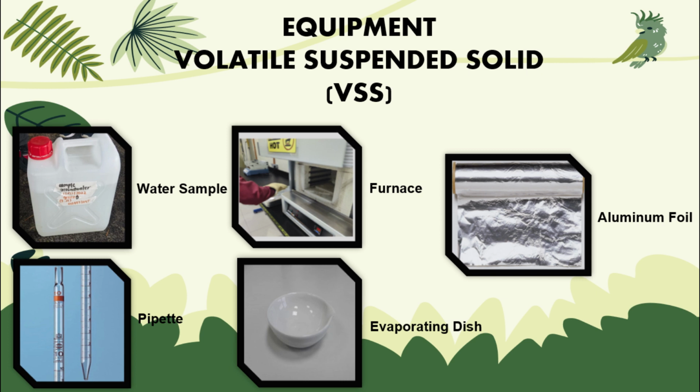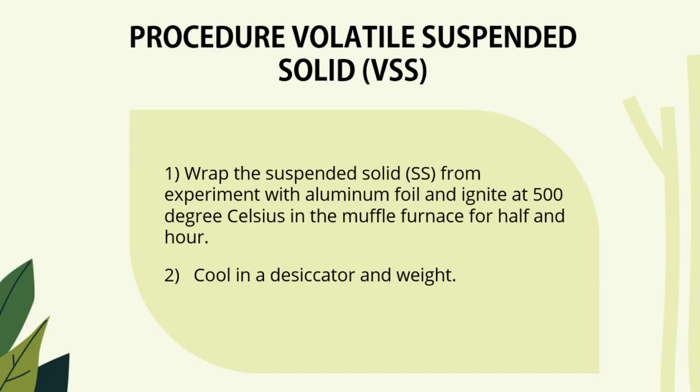Let's see the volatile suspended solid VSS procedure. For the first step, wrap the suspended solid from the experiment in part 5.2 with aluminum foil and ignite it at 550 degrees Celsius in the muffle furnace for half an hour. Second one, cool in desiccator and weigh it. Repeat till a constant weight is obtained.